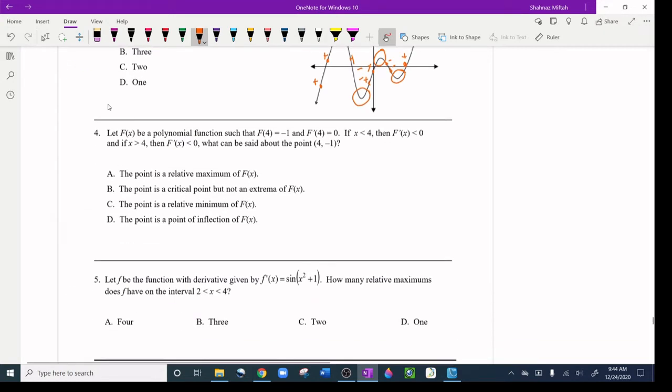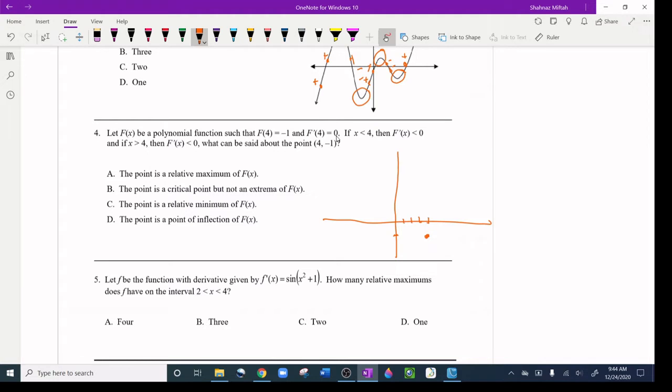Question number 4. Let f of x be a polynomial function such that f of 4 is negative 1, f prime of 4 is 0. If x is less than 4, then f prime is less than 0. Okay, you can read this 2 or 3 times. I'm going to draw a picture while I'm reading all of this. They said f of 4 is negative 1. So 1, 2, 3, 4, and this is negative 1. So my dot is right there.